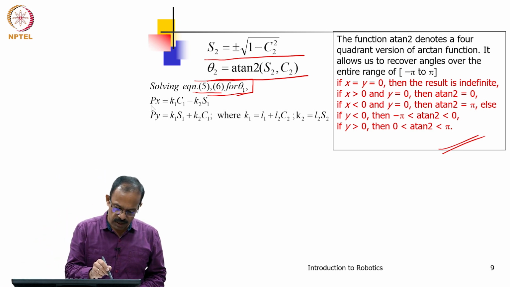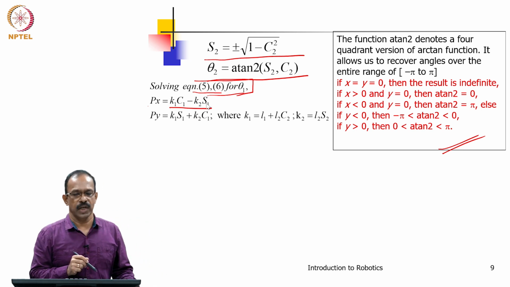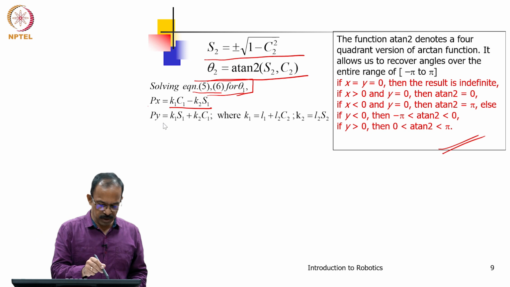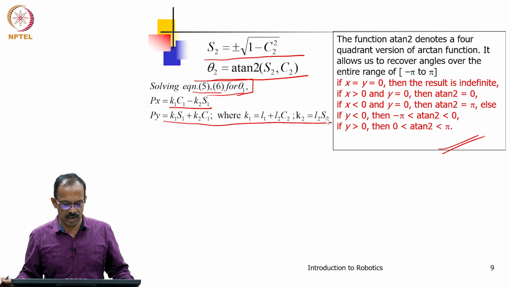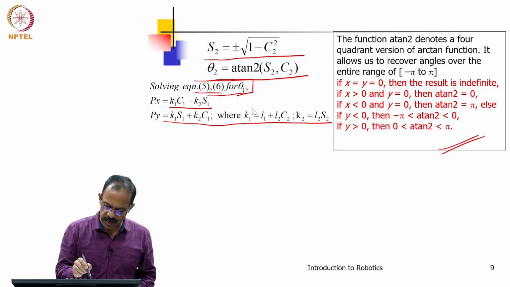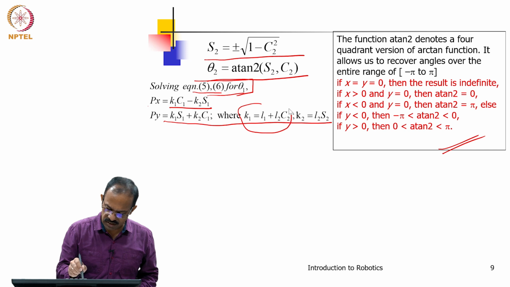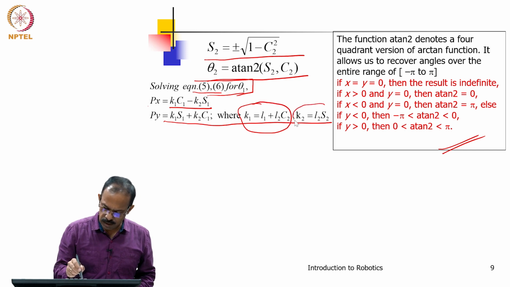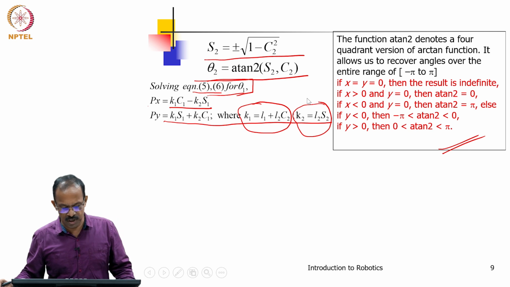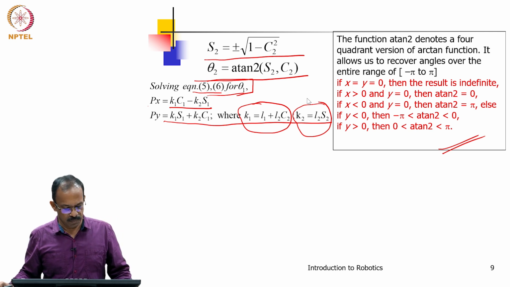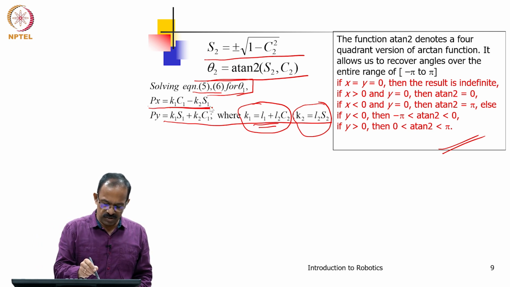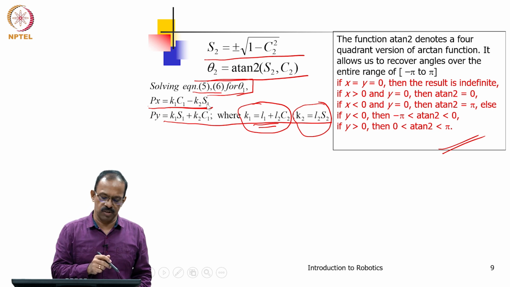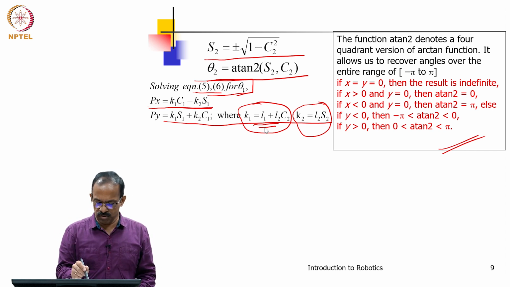So, what we do is a substitution, saying that Px is equal to K1 C1 minus K2 S1 and Py is equal to K1 S1 plus K2 C1, where K1 is equal to L1 plus L2 C2 and K2 is equal to L2 S2. When you do this substitution, we can write Px is equal to K1 C1 minus K2 S1. So, the previous Px equation can be expressed like this because of this substitution.